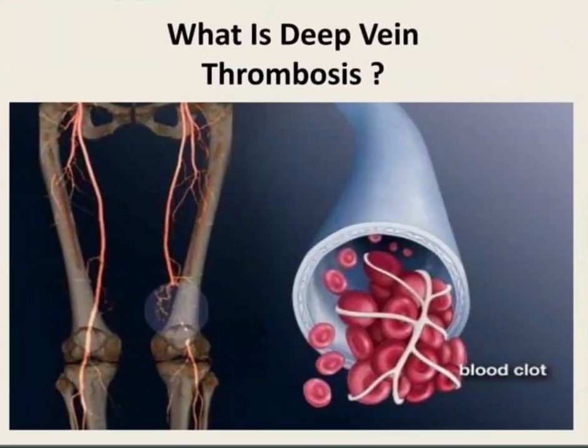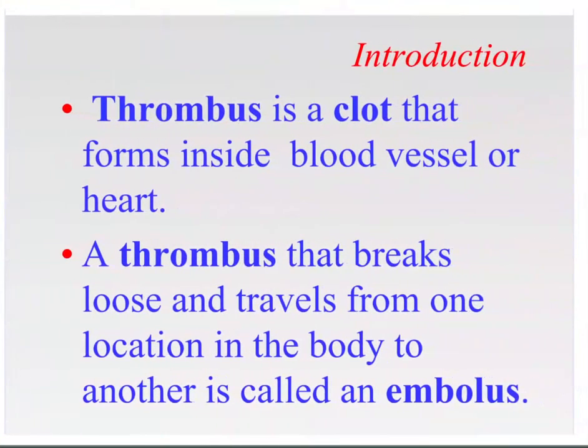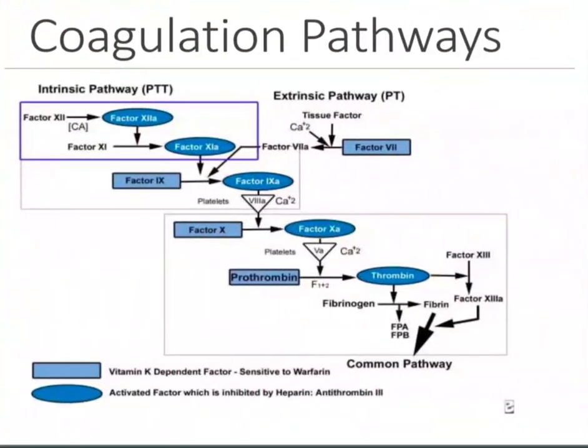Now, what is a deep vein thrombosis? Deep vein thrombosis is simply the formation of a blood clot in one of the deep veins of the body, usually in the leg. Okay, a thrombus is a clot that forms inside a blood vessel or the heart. A thrombus that dislodges and travels to another part of the body is known as an embolus. Okay, it's mobile. In short, a mobile thrombus is an embolus, so it's easy for you to remember.